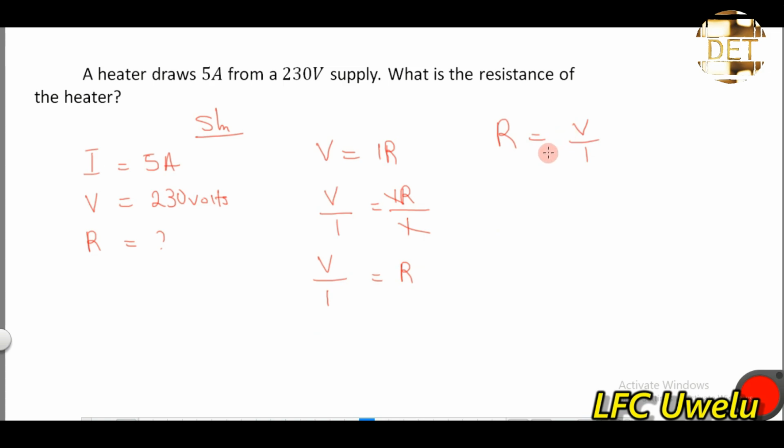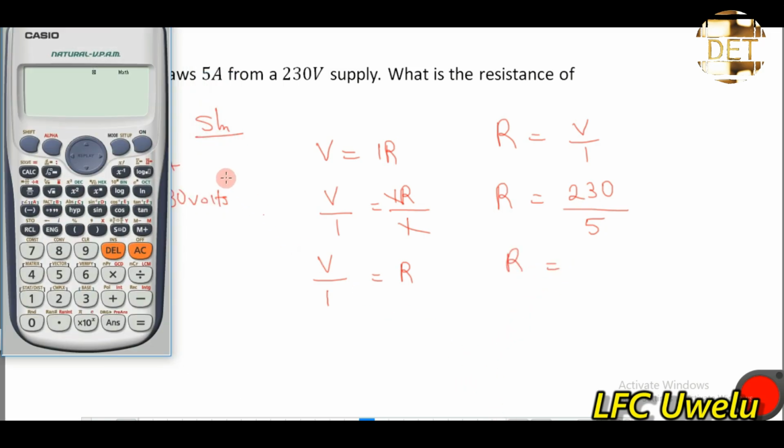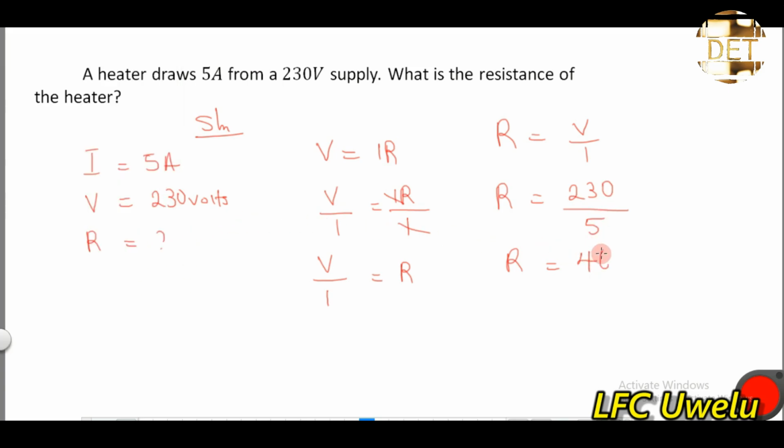This and this are the same. So my R will be equal to V, which is 230 volts, over I, which is 5 amperes. So 230 divided by 5 will be what? I'll bring out my calculator and punch in 230 divided by 5. That will be equal to 46. So 230 divided by 5 is equal to 46 ohms. This is the answer to this question.